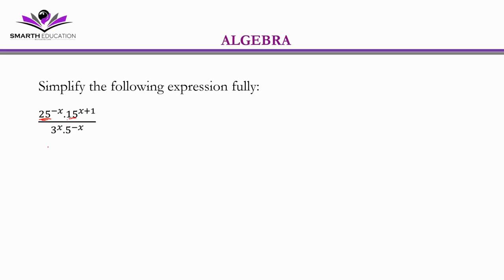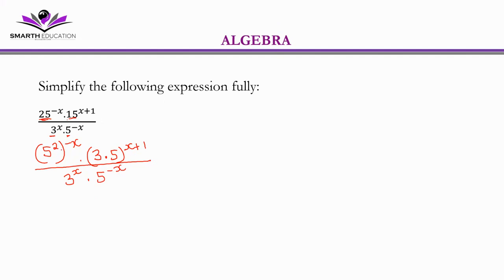So 25 is what? 25 is 5 squared, and then to the power negative x, and then times 15. 15 is 3 times 5, the dot there for times, and then x plus 1. And then we have these bases are already prime here, so it's 3 to the power x, and then 5 to the power negative x, right?